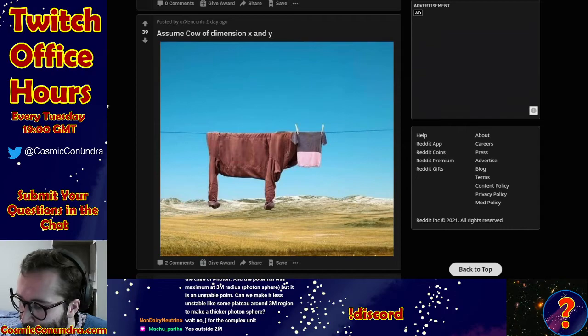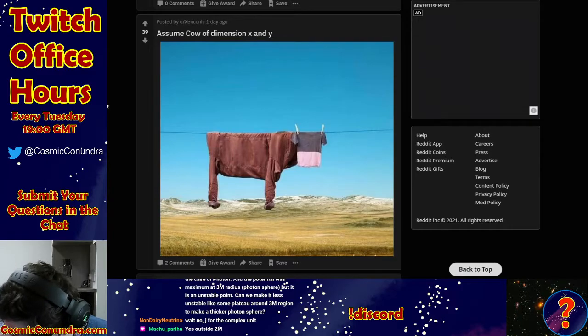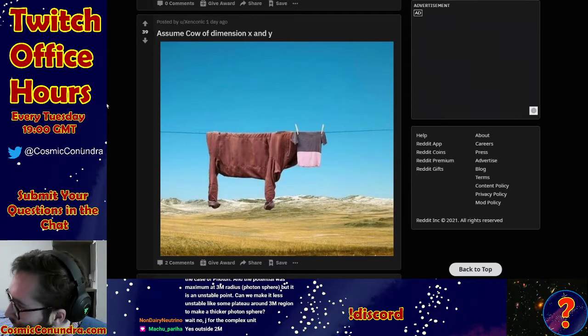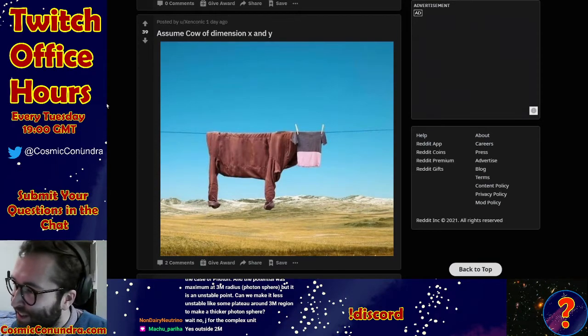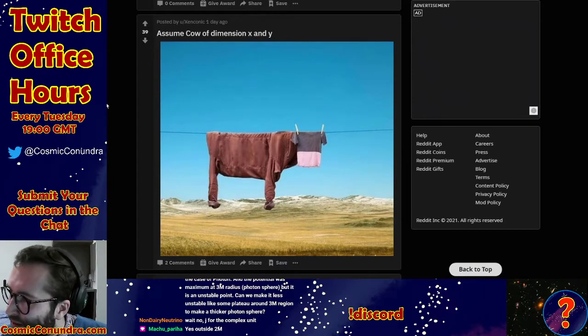Well, you've got the line element is 0, so you don't get any. No, I can't remember now if there's a stable minima or not. There's definitely, as you say, this unstable maxima at 3m, or well, if you say it's at 3m, I trust you. I don't know what you mean by could you make it less unstable with some plateau? Like, how would you go about making it less stable?